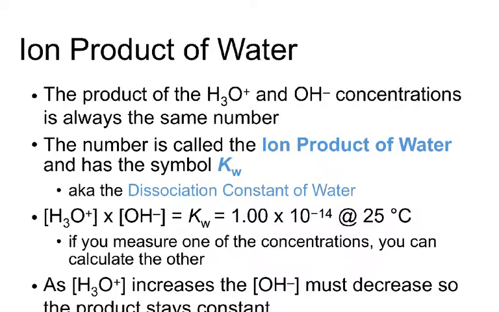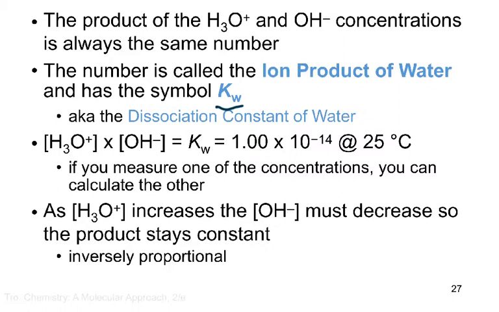The product of the H3O plus and OH minus concentrations is always the same number. It's called the ion product constant, or Kw, or the dissociation constant. So at 25 degrees, Kw is 1 times 10 to the minus 14, which means if you measure one concentration, say the H3O plus, you know Kw, you can always find OH minus, because H3O plus times OH minus is always equal to 1 times 10 to the minus 14 at 25 degrees Celsius. They're inversely proportional to each other, so as you increase your H3O plus concentration, you're going to decrease your OH minus so that the product can stay constant.